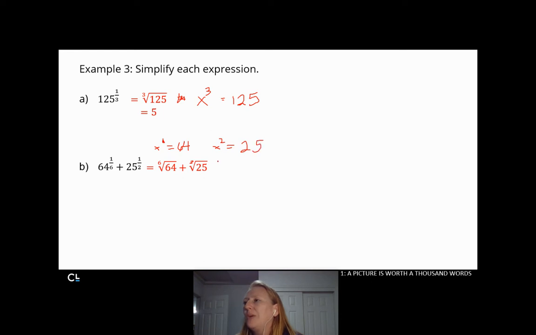You probably already know what the square root of 25 is. It's 5. This one might take a little more. And again, your calculator can work that out for you if you know what you're doing on your calculator. X to the 6th power equals 64. Well, 2 to the 6th power equals 64. Did you know that? 2 times 2 is 4, times another 2 is 8, times another 2 is 16, times another 2 is 32, times that 6th 2 gives me 64. So sure enough, the 6th root of 64 is 2, and the square root of 25 is 5. 2 plus 5 is 7.